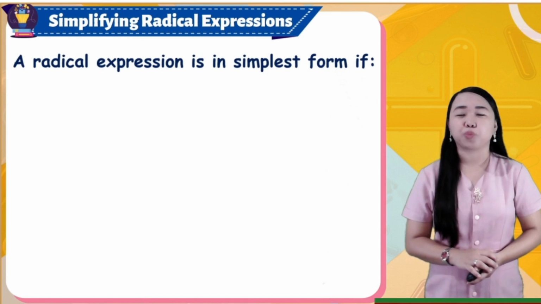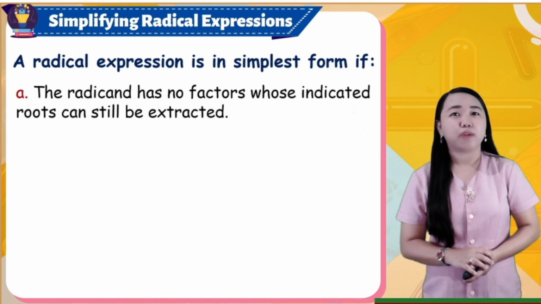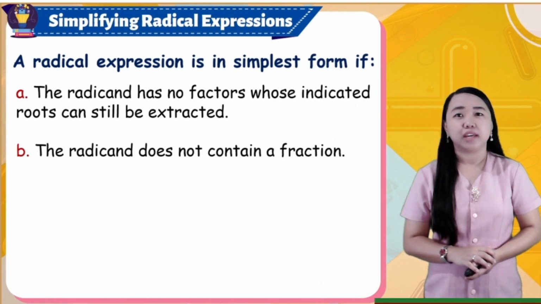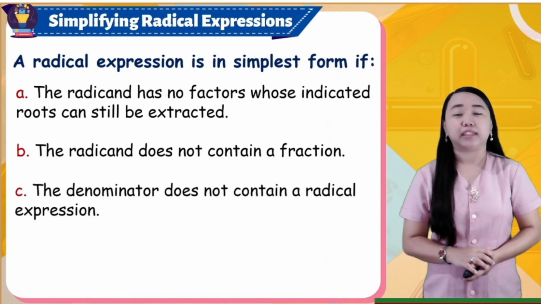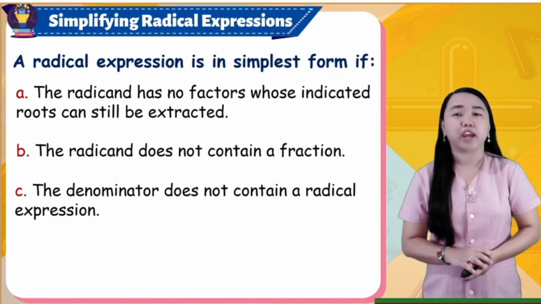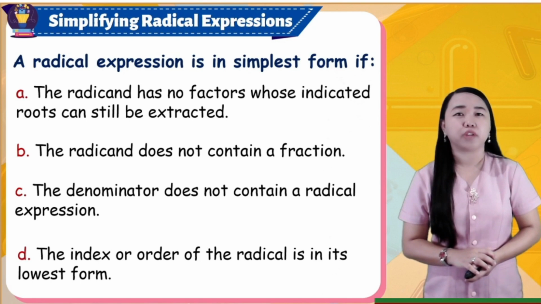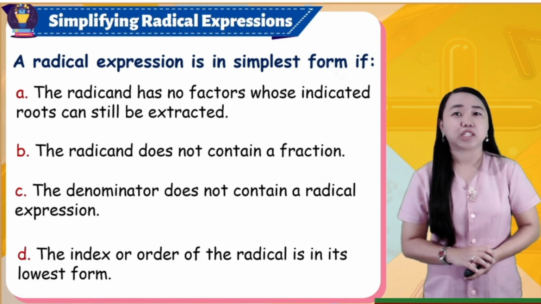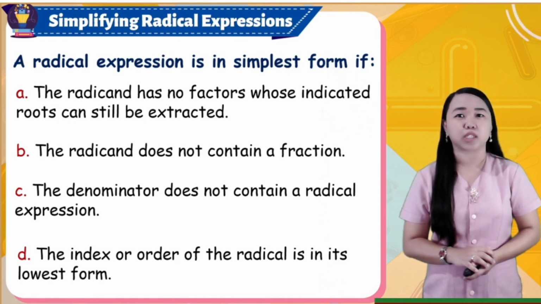A radical expression is in simplest form if: A. The radicand has no factors whose indicated roots can still be extracted. B. The radicand does not contain a fraction. C. The denominator does not contain a radical expression. And D. The index or order of the radical is in its lowest form. Let us look at examples for every condition of a simplified radical expression.